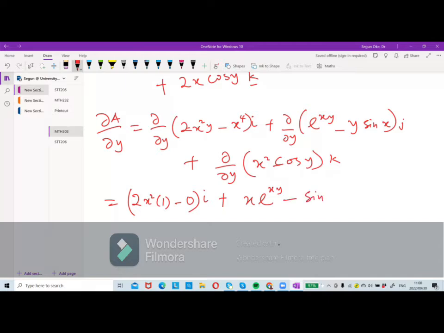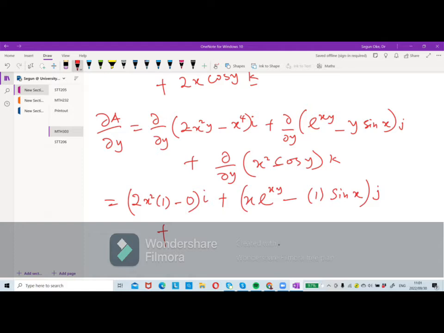Minus sine x. Remember, you can only say sine x because there's no y at the back. When you differentiate y here, what do you have? 1 sine x, because they are together. That's why everything has not turned to 0. When they are together, you maintain them. But when the y or x is alone and you are differentiating with the opposite variable, it will turn to 0 automatically.